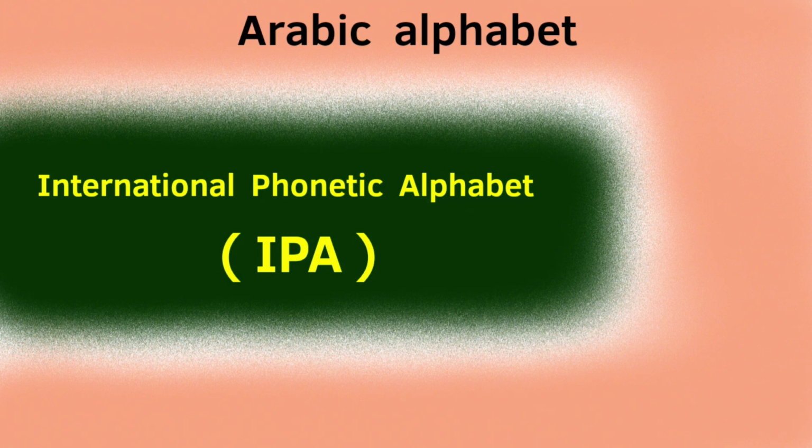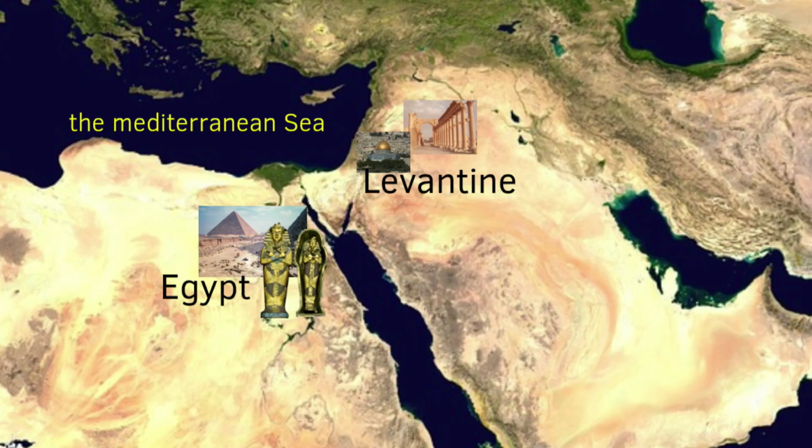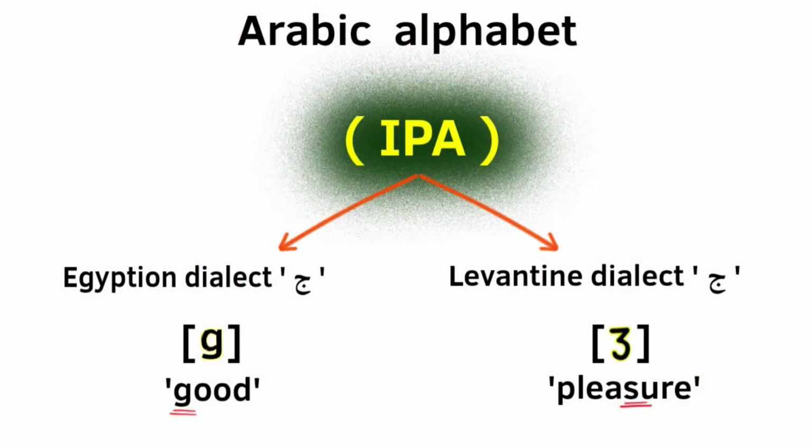The representation of the Arabic letter Jim in the International Phonetic Alphabet, IPA, varies based on regional pronunciation. In Egypt, the Arabic letter Jim is indeed realized as a sound similar to the sound of the English letter G in words like good. In the Levantine region, which includes countries like Syria, Lebanon, Jordan and Palestine, it is represented as somehow similar to the sound of the English letter J in jam or like the sound that the letter S makes in the last syllable of the word pleasure.